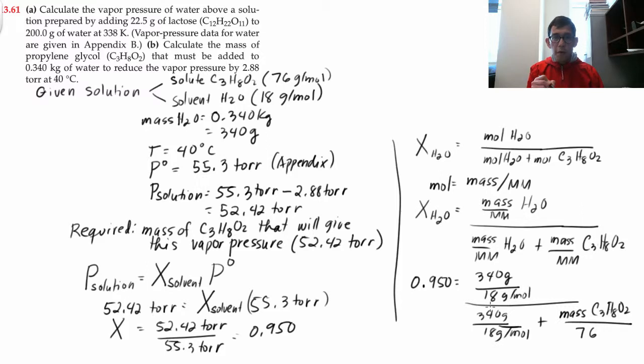So if you do this, it's just basic arithmetic. If you do the algebraic hocus pocus, you should get the formula for the mass of propylene glycol, C3H8O2, is equal to 340 over 18. Now, if you do the math, I'm running out of space, I'm sorry. But if you do the math, you solve for that mass of C3H8O2, you should get a mass of 75.6 grams.